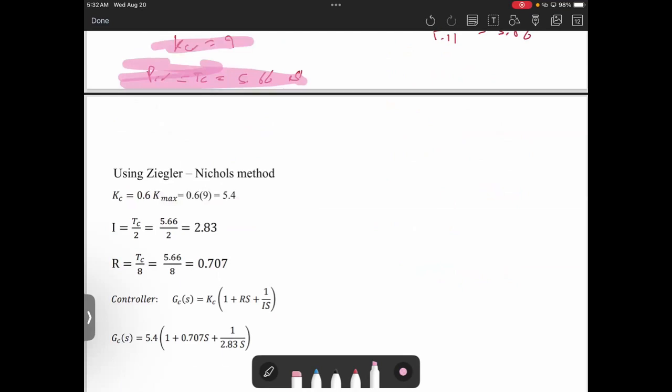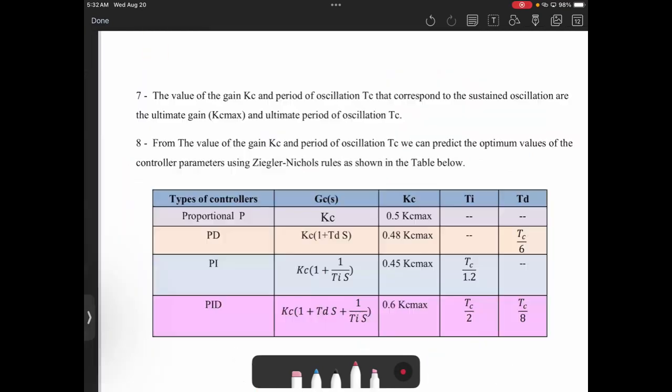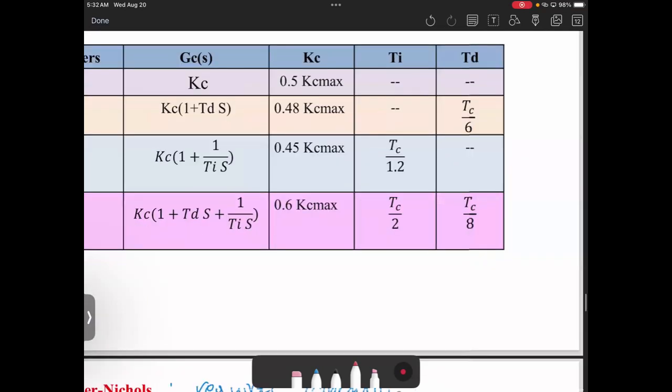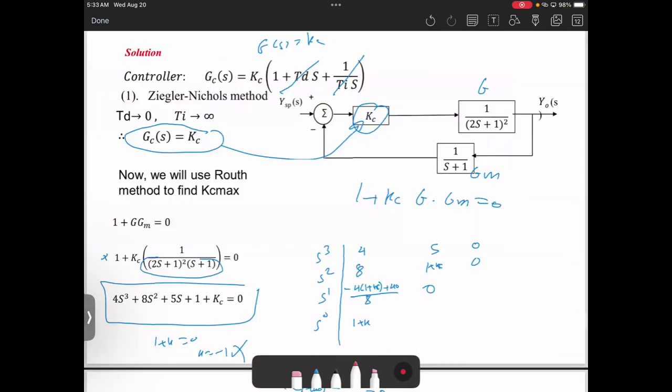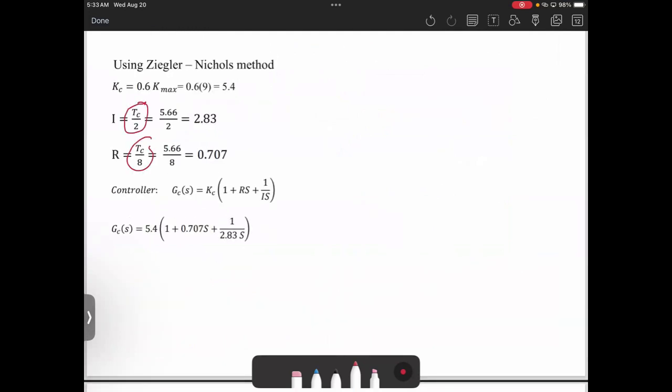Now we can use Ziegler Nichols based on whatever controller I need to do. So if we need to use a PID controller, go back to the table, and for the PID controller, the question asks us for this format: 0.6 Kmax, TC over 2, TC over 8. So we will say that here, 0.6 times Kmax, TC over 2, TC over 8: 5.4, 2.83, 0.707. Then substitute them here. This yields this transfer function.